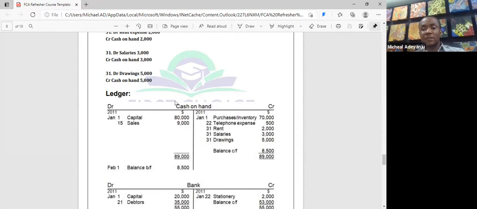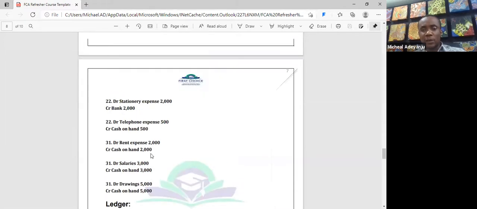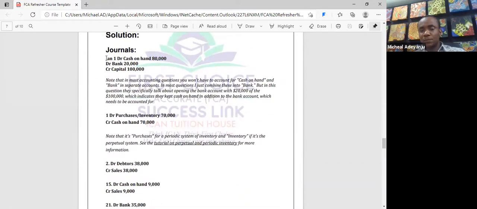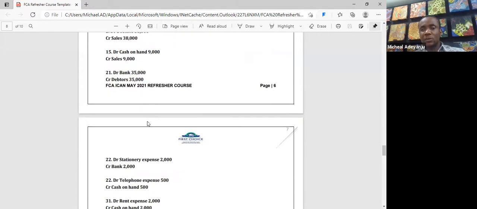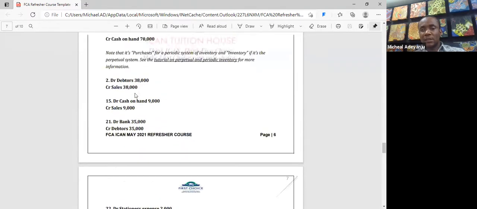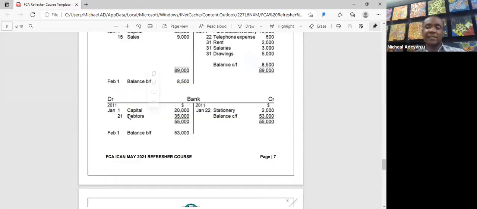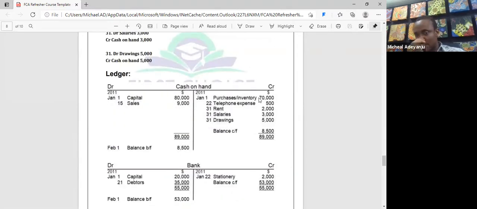They are all on the debit side. Why are they on the debit side? Because our journal said they are going to be on the debit side. This is the first one that is on the debit side, and this is the other one that is on the debit side. Can you see? This is our ledger. This is the debit side. This is the credit side.